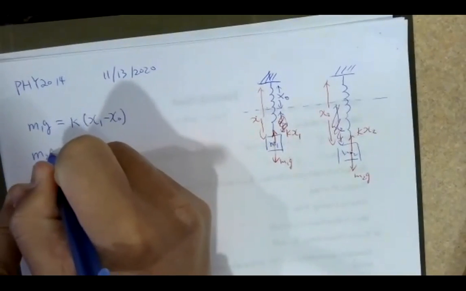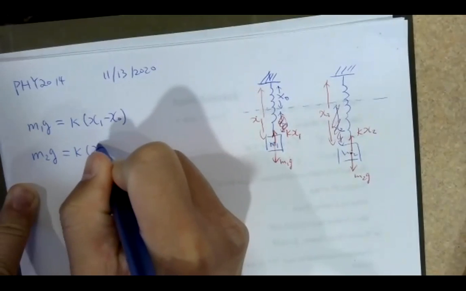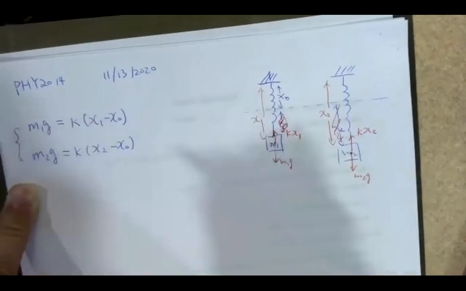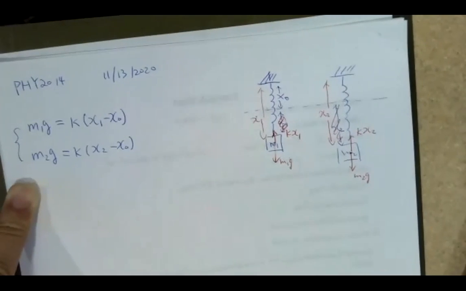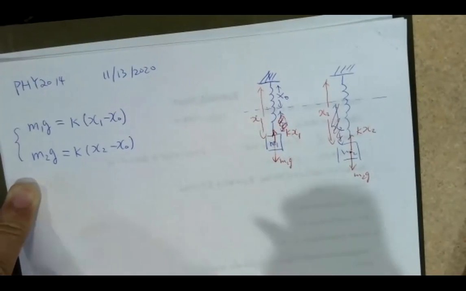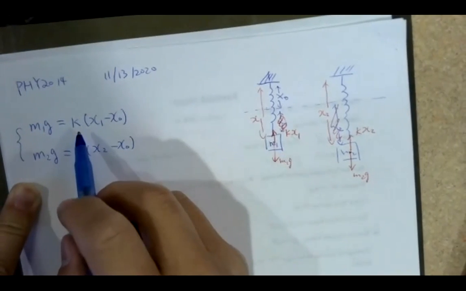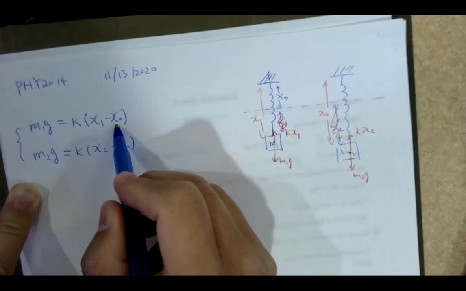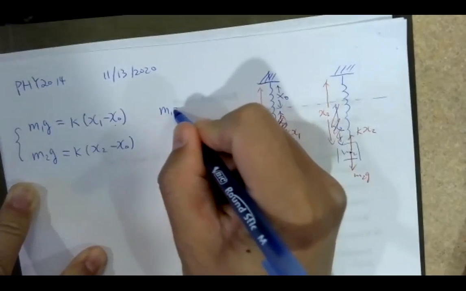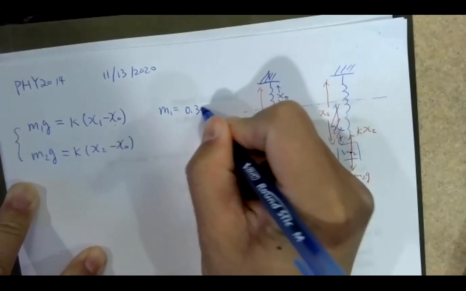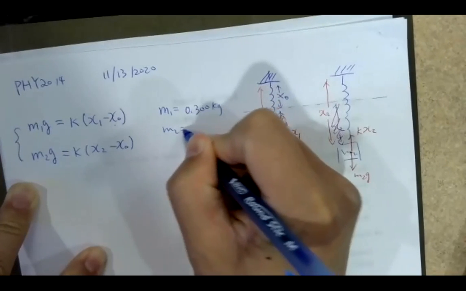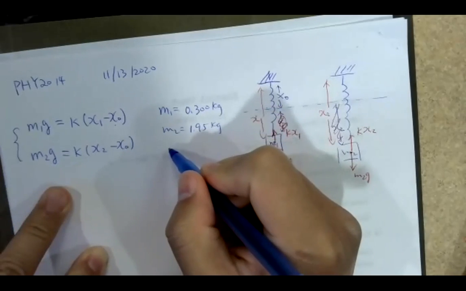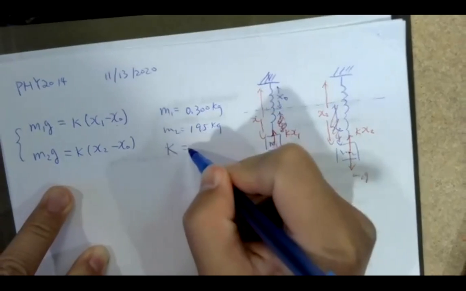The second scenario, you can write m2g equals k times (x2 minus x naught). So you have two equations here. You actually have two unknowns. The first unknown will be k, which you're looking for, and the second unknown will be x naught. You are given m1, which is 0.3 kilogram, and m2, which is 1.95 kilogram. Those are knowns.